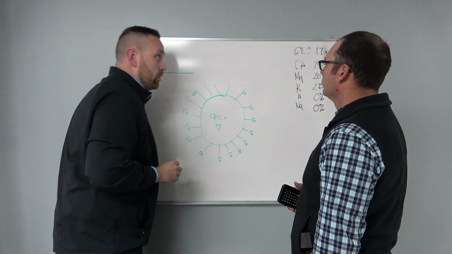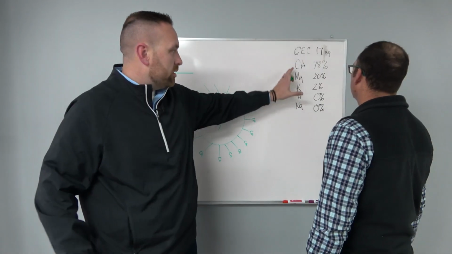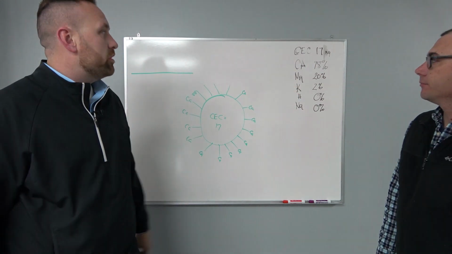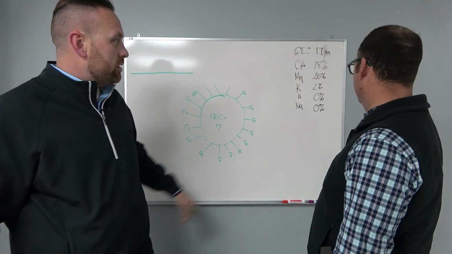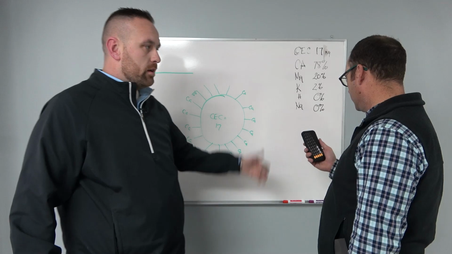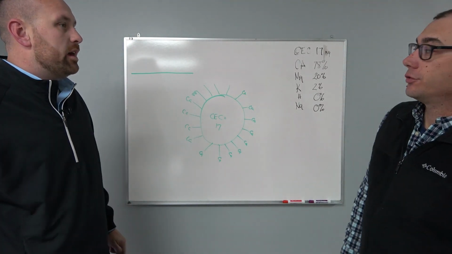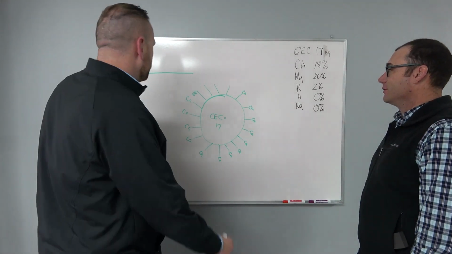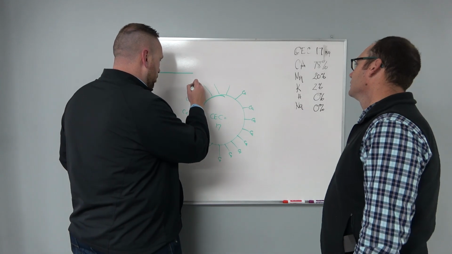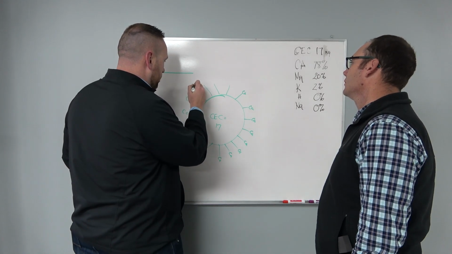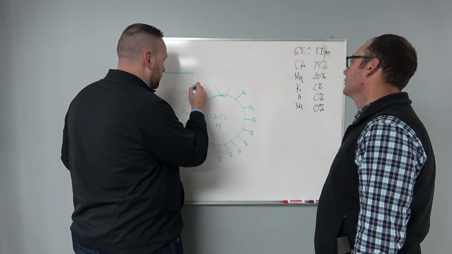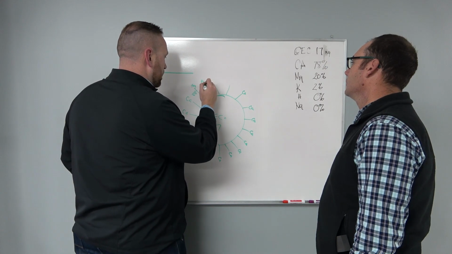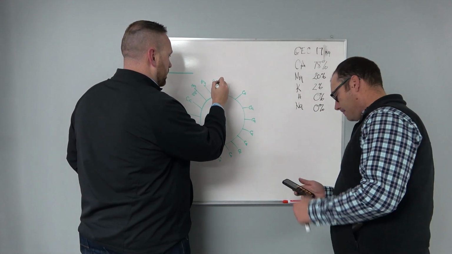All right, now we move from calcium to magnesium, and we're at 20%. So we have a CEC of 17, our mag is 20%. How many chairs do we have occupied now by mag? 3.4 chairs. Okay, so now 0.4 of this one is mag. Then we have mag, we have mag, and we have mag.